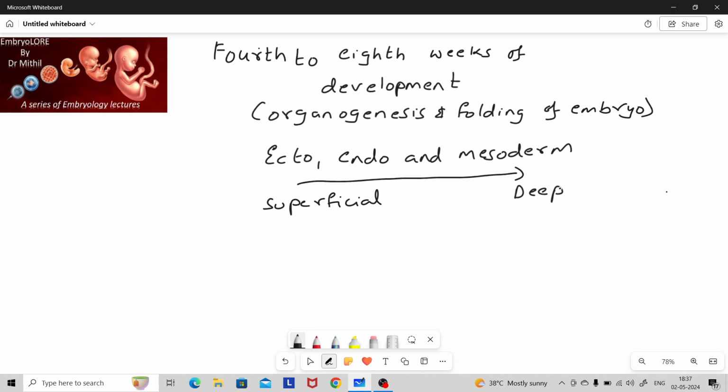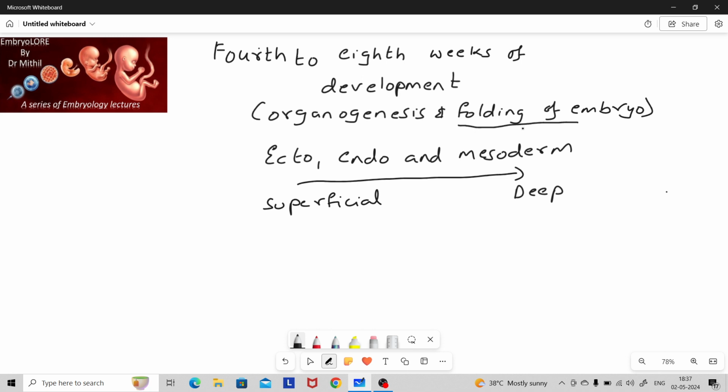Now, in this video, we will be learning about the folding of the embryo. First of all, let us try to understand why the folding of the embryo takes place. Due to the rapid embryonic growth, the growth will be very high, and due to this the trilaminar embryonic disc gets folded on itself.